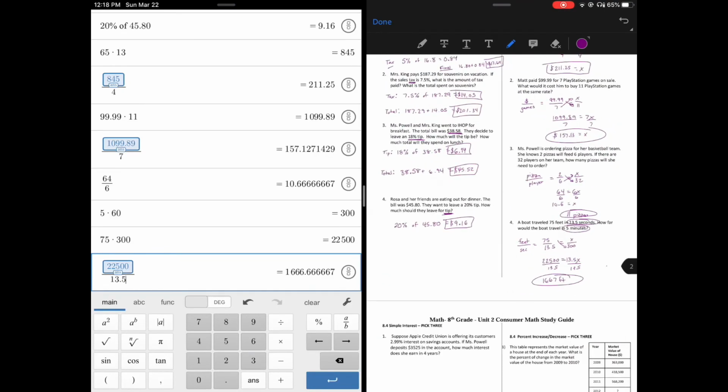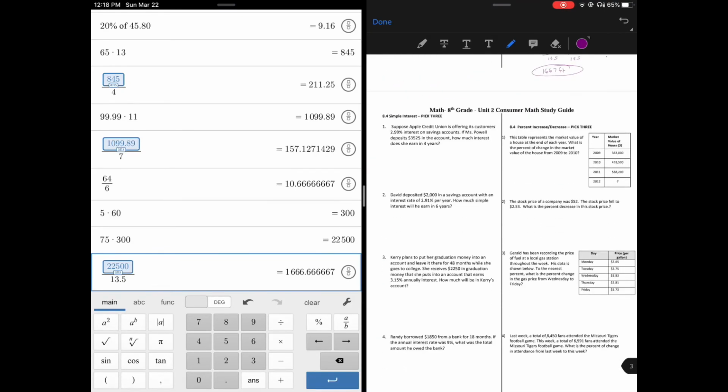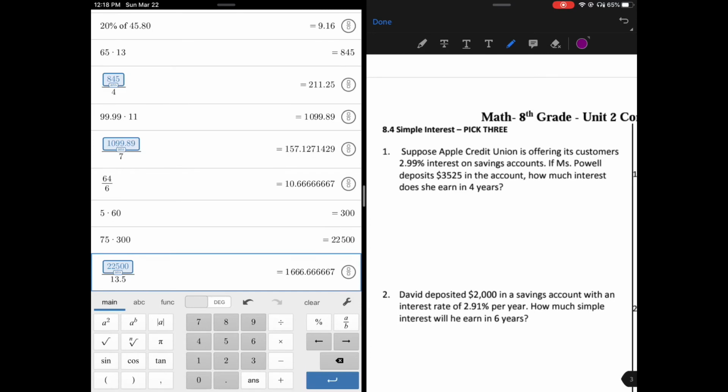So that takes care of that learning target. And we are almost done. Our next learning target is simple interest. If you don't remember what you do for simple interest, I'm just going to write it at the top here.